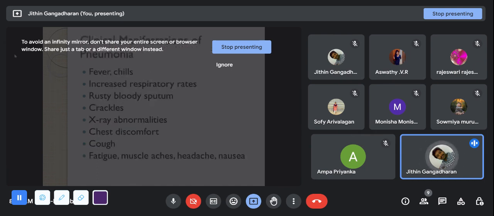Okay. So, the clinical manifestations of pneumonia we have already said. There will be fever, chills, and respiratory changes. Obviously, you can correlate what happens when there is pneumonia. There will be an increase in the respiratory rate. Your sputum will be rusty, so you can have a rusty sputum. Then crackles, and then X-ray abnormalities, as we know. There will be X-ray abnormalities, chest discomfort, and cough. See, when we are using the muscles, there will be muscle fatigue.